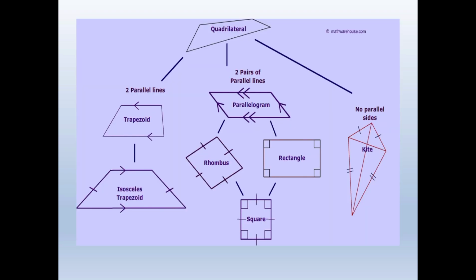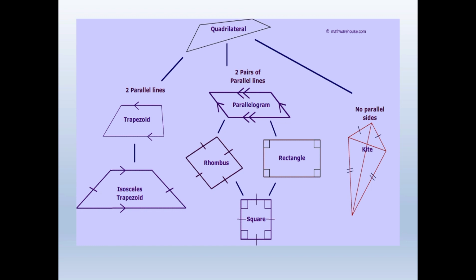Always remember that a quadrilateral is a four-sided polygon. Now the quadrilaterals here are grouped into three. The first group is composed of trapezoid and isosceles trapezoid. This first group has only one pair of opposite sides that are parallel.